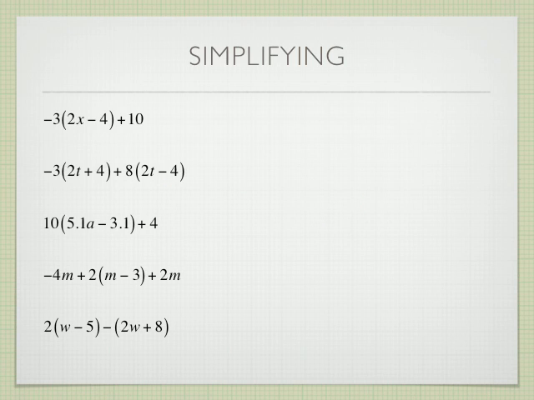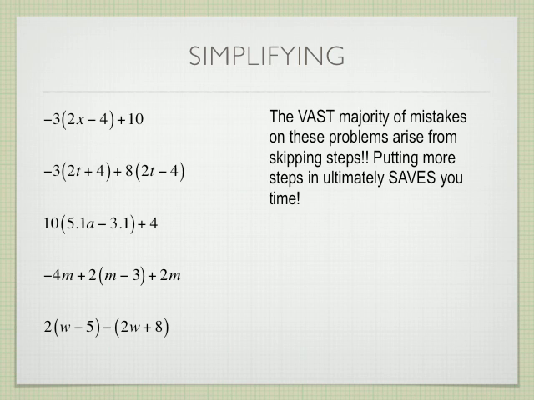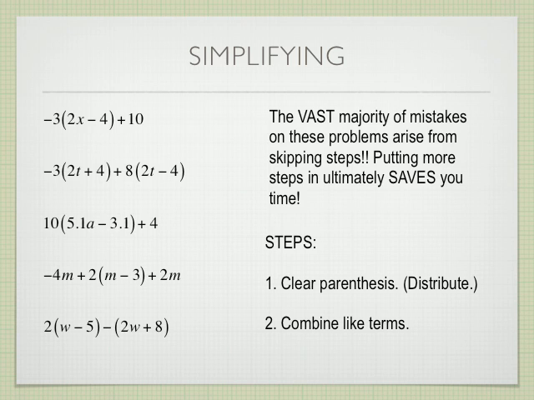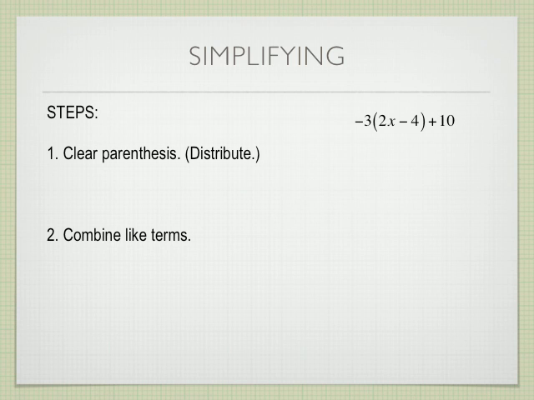Okay, so for simplifying, we're going to use our distributive property and combining like terms. First thing I want to do is expand everything out, distribute. So negative 3. Oh, and the vast majority of mistakes on these problems come from skipping steps. The more steps you put in, the less time your homework will take you. I know it seems counterintuitive, but it's true. All right, so my steps, I will clear parentheses, I'll distribute, and then I'll combine like terms.